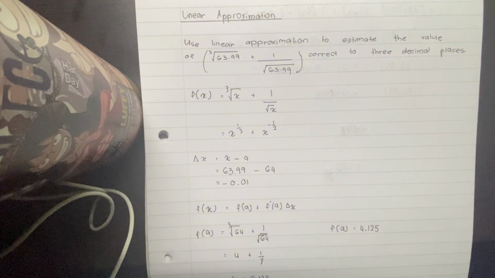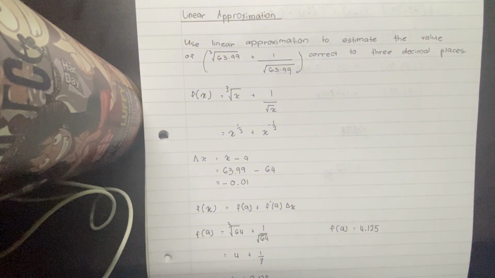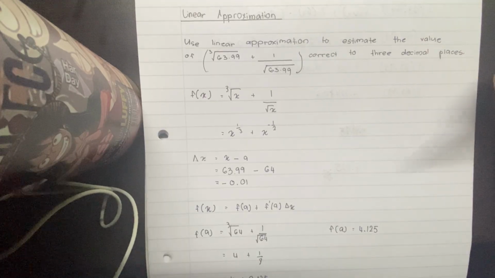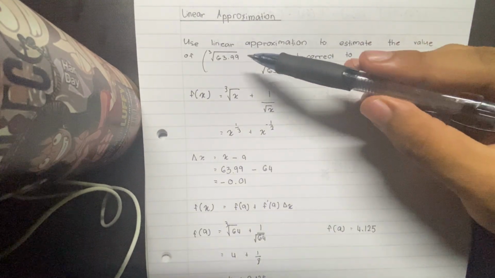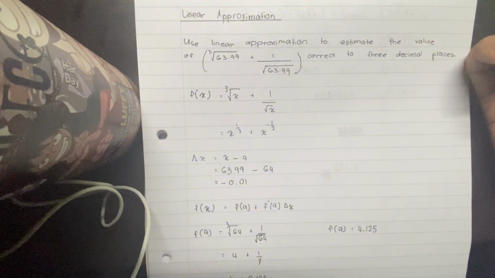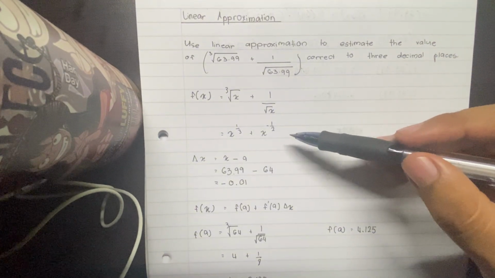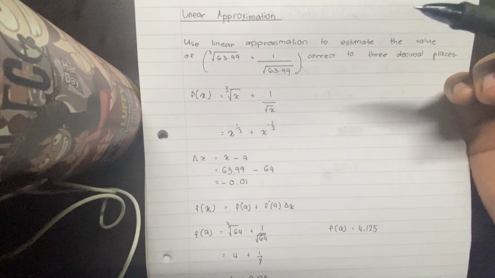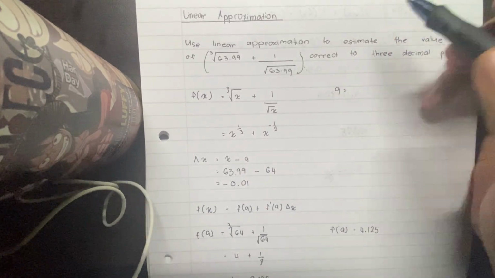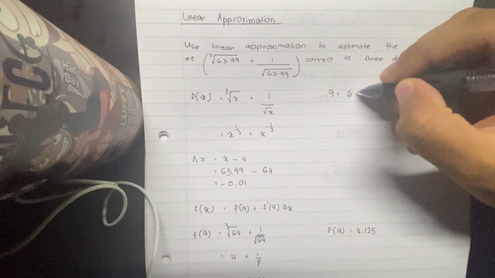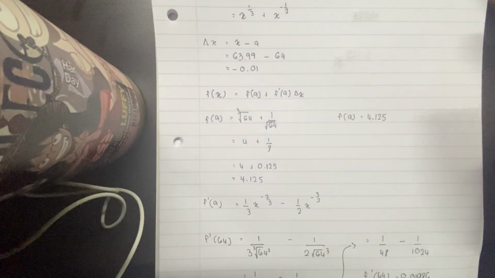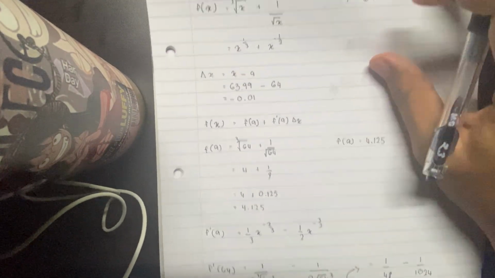So first, we need to define the function f(x) and our base point. I will use a to represent the base point here. For our function, we just need to write it back exactly like this, but the 63.99, we need to replace it with a variable x. And then we need to find our base point. The base point is a number that is very close to 63.99, and I will choose 64 as our base point. We also have our x, which is 63.99.